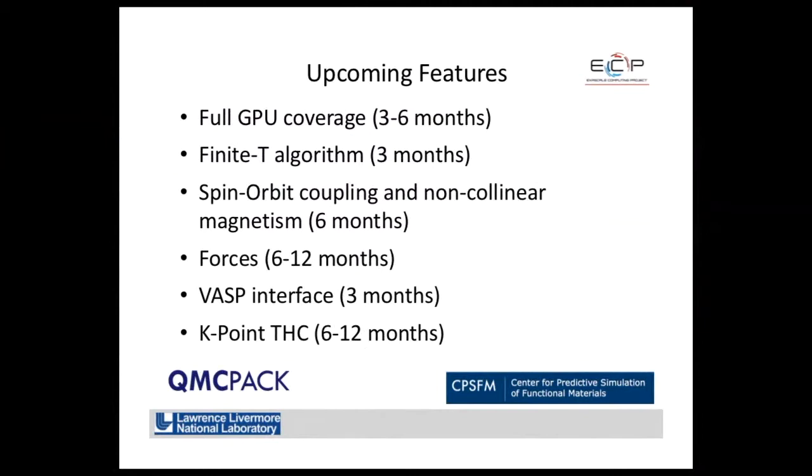There's a VASP interface that's in the works, and it turns out that you can actually use the same trick that we use to speed up the Cholesky code with K points. You can also do it in PHC. So we're quite happy with the Cholesky K point code. We might not get to do this right away, but this would actually be quite impressive because it would be linear cost in memory in the limit of a large system. So we will get to that at some point.